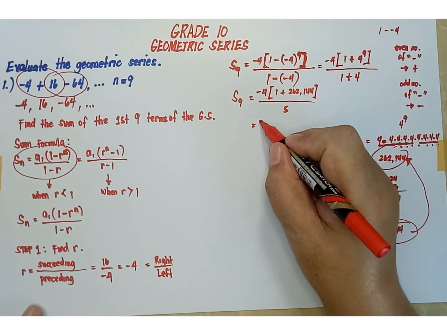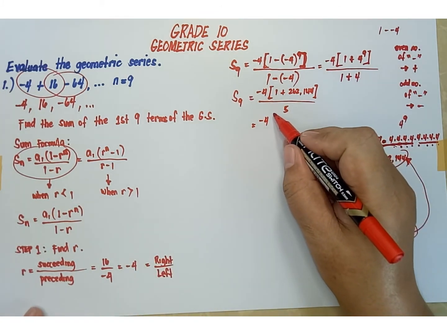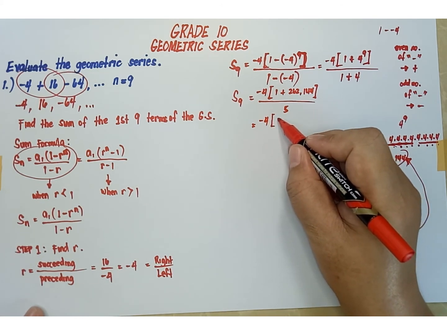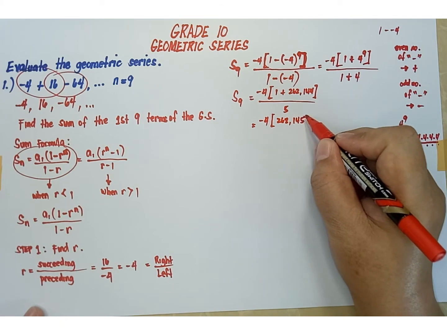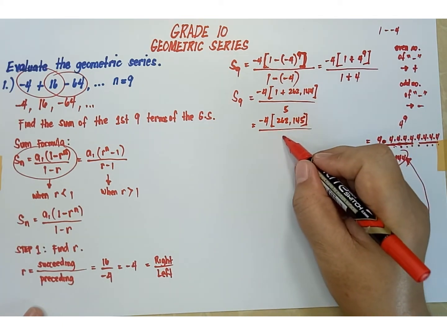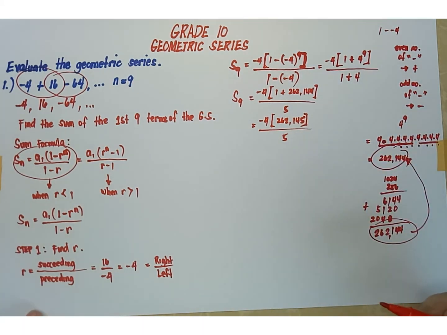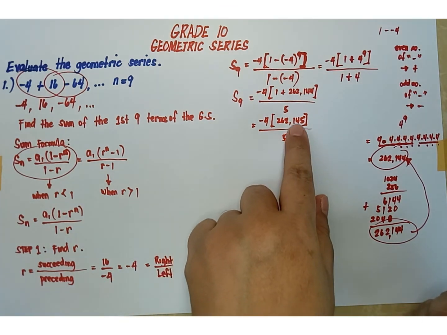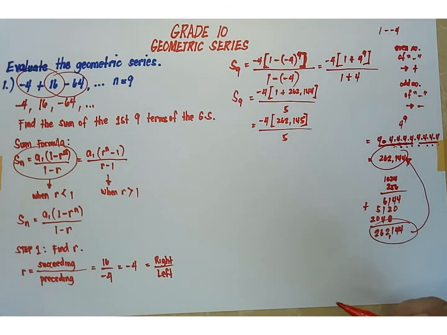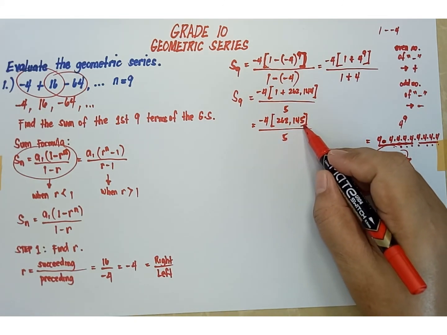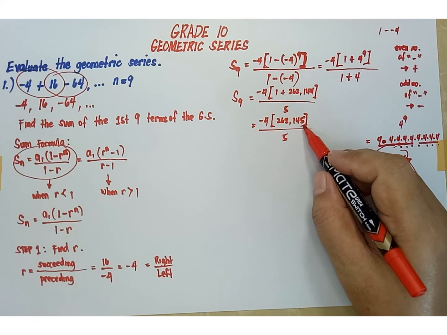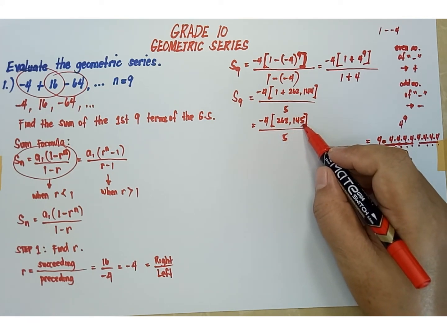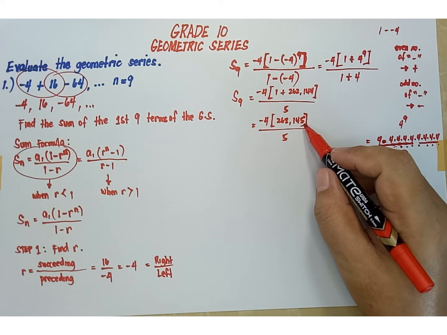Simplify. Inside the brackets, we have negative 4 times 262,145 all over 5. Pwede kang mag-reduce by 5. So this is reducible by 5 because it ends with 5. By divisibility rule for 5, if a number ends with 5 or 0, then the number is divisible by 5.